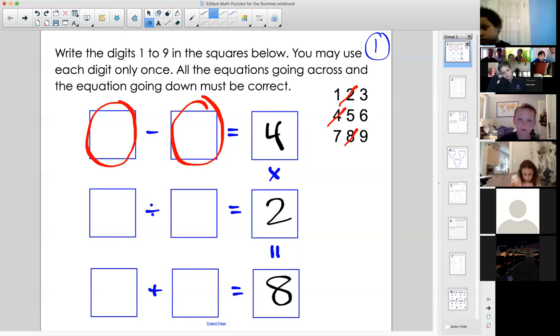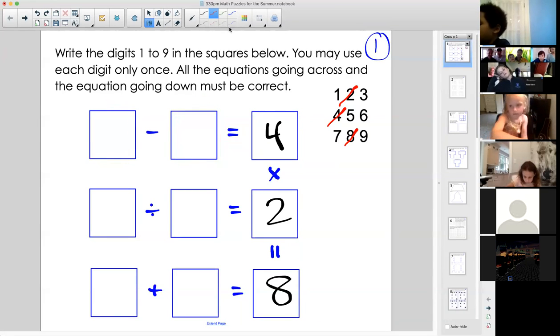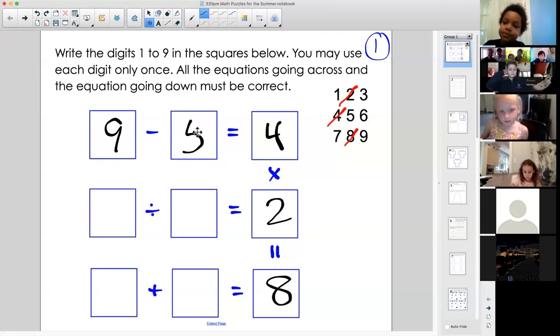5 minus 1 equals 4. What do you think, Jackson? 9 minus 5 equals 4. Oh my gosh. Guys, is he right? Is 9 minus 5 equal 4?